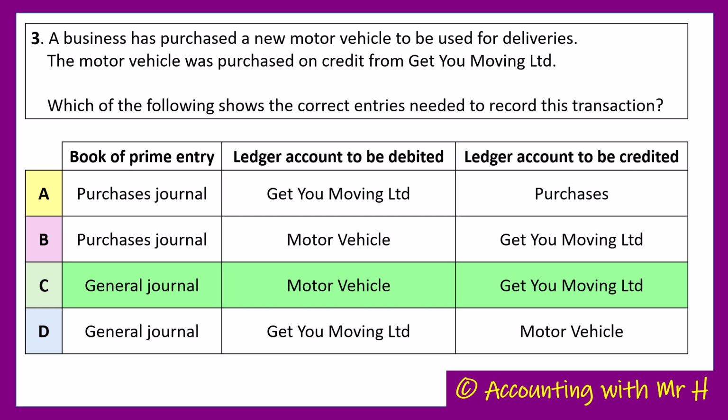And then applying your knowledge perhaps of DEAD CLIC, or maybe you use the PEARLS acronym, we know that assets need to be debited to increase them, and a motor vehicle is an asset, which is why we're debiting motor vehicle. But now we have a liability with Get You Moving Limited, who we now owe money to. So hence we are crediting the Get You Moving Limited account.